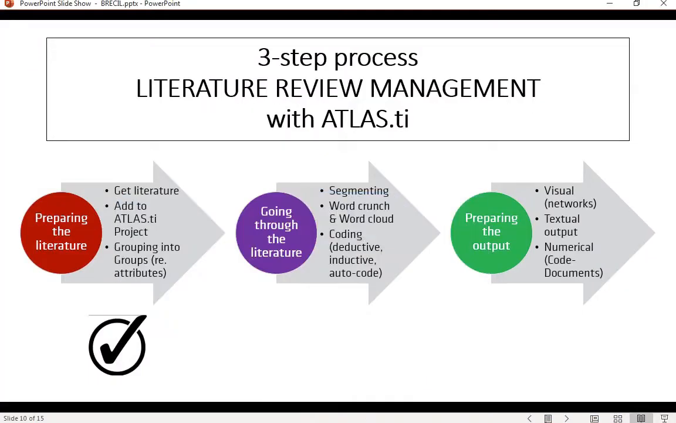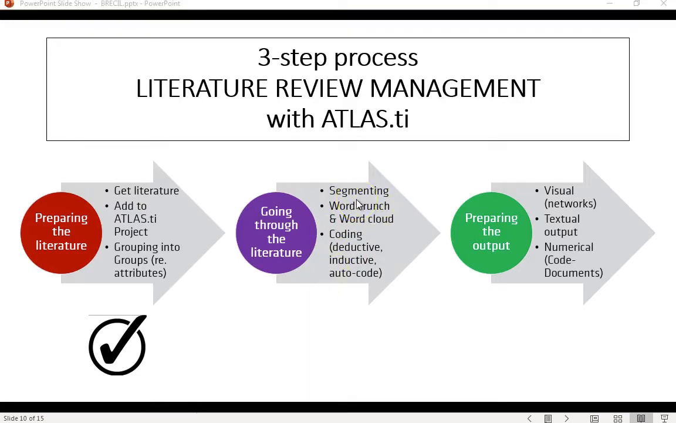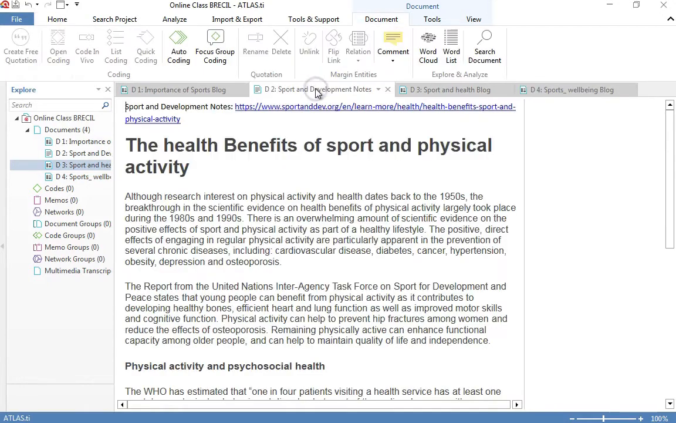Okay, if we take a look here, going through the literature would mean segmenting, in other words, we want to do the highlighting. Then we're going to begin with word crunch and word cloud as well, and then we're going to start to do labeling or tagging. Let me just go very quickly to one of our documents, for example, this one.